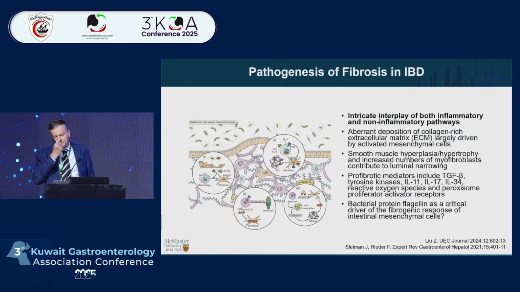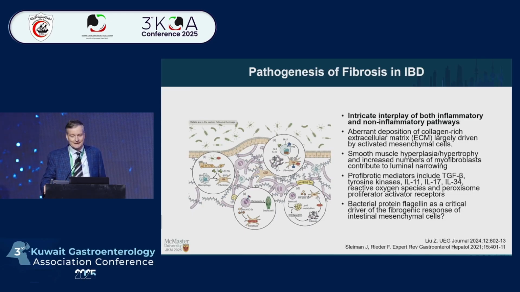So how do strictures form? Well, the pathogenesis is complicated and probably poorly understood, but the first point here is probably the most important, that it's an interplay of both inflammatory pathways and non-inflammatory pathways, that is, direct fibrogenic pathways, and both can occur. There's an aberrant deposition of extracellular matrix, there's hyperplasia of the smooth muscle, and there are a number of mediators which have been identified which could be potential therapeutic targets in the future.